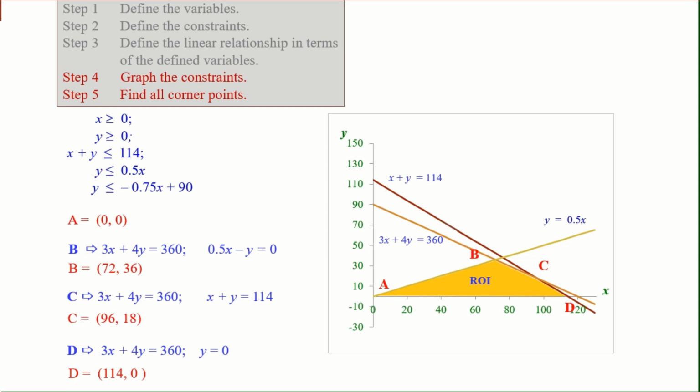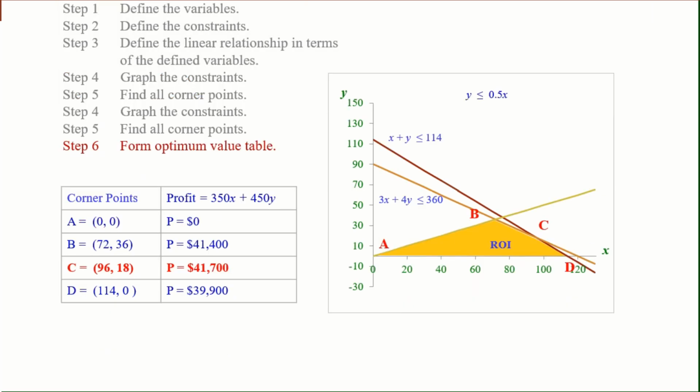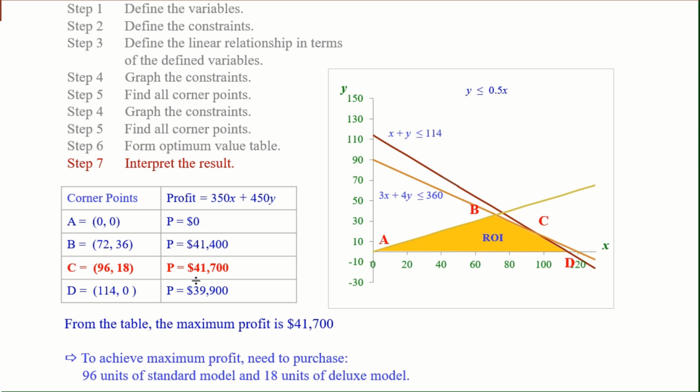No problem. Okay? So you will plug in all your corner points into the profit equation and find the one with the highest profit. So you have 4 corner points. You see A, B, C, D. You don't need to label it A, B, C, D. Actually, you can label it anything that you're comfortable with, and you will find the one with the highest profit. All right. So to achieve the maximum profit, you basically need to sell 96 standard and 18 deluxe.